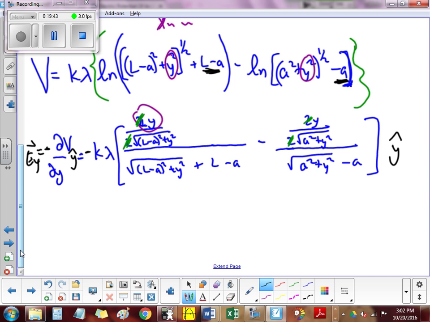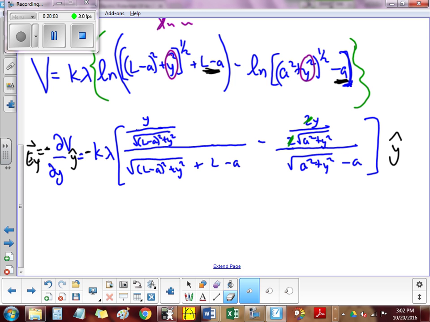All right, I'm going to go in and just erase the little 2's that I canceled and clean this up a little, just so you can see it better. That numerator is just plain y.